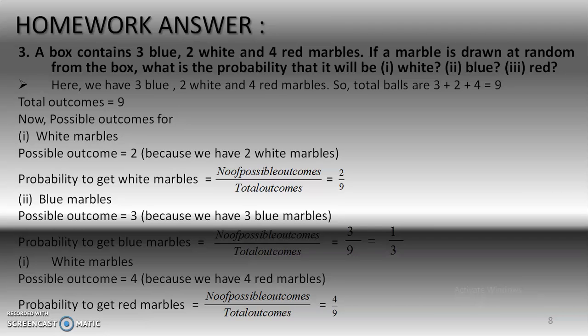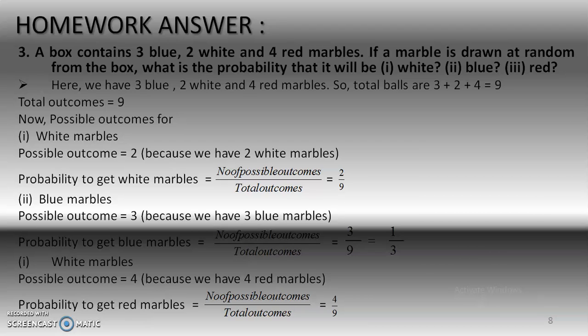So the probability to get a white marble equals number of possible outcomes divided by total outcomes, equals 2 divided by 9. Now second, it's blue marbles. Possible outcomes equals 3, because we have 3 blue marbles. The probability to get a blue marble equals number of possible outcomes divided by total outcomes, equals 3 divided by 9. 3 threes are 9. So the answer is 1 divided by 3. Got it?